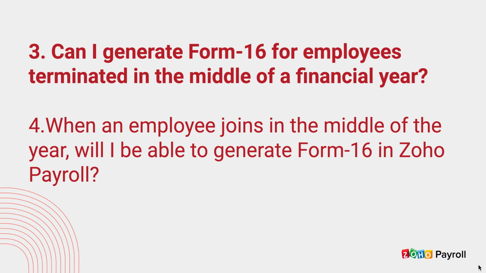Can I generate Form 16 for employees who were terminated in the middle of a financial year? Yes, the Part B of Form 16 will be available for terminated employees as well. Once you upload Part A of Form 16, Zoho Payroll will automatically generate the Part B and provide the merged Form 16. You can sign it digitally and publish it. The terminated employee will receive the Form 16 as an email attachment in his or her personal email address, provided it is furnished during the time of termination.